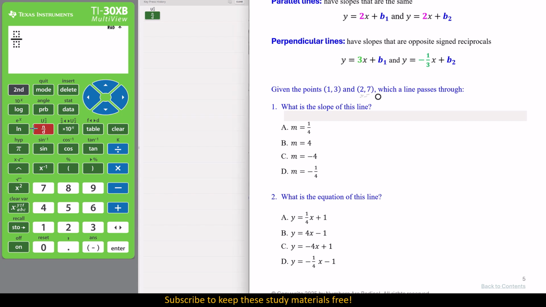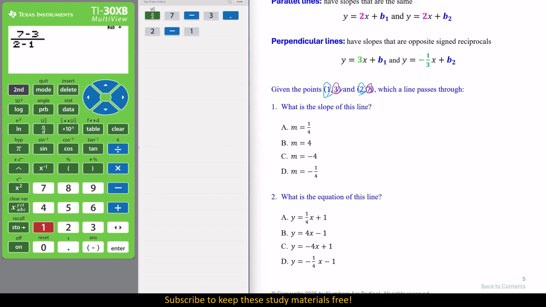Remember the second point, we call this 2. So we start with the 7 and subtract the 3. 7 minus 3. Those are the y's. Now you go down and do the x's. That's going to be 2 minus 1. It doesn't matter if they're positives or negatives. It's going to come out in the wash. So let's push enter. And we have 4, and that would be option B.